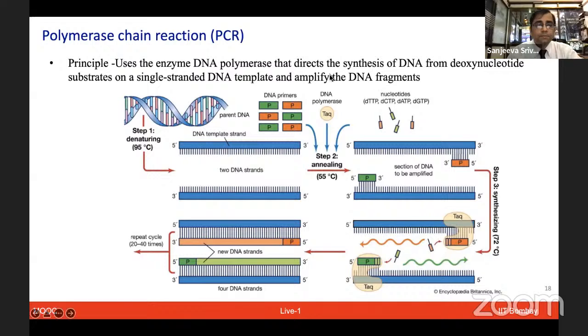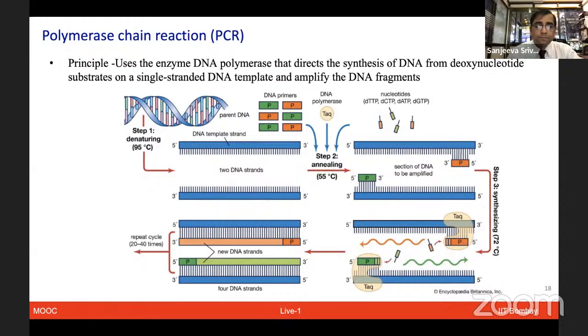So these primers actually decide up to which section you are going to amplify in your template DNA. And then we require a special type of DNA polymerase enzyme as well. This DNA polymerase enzyme is not the normal DNA polymerase enzyme. It's an enzyme that works at a very high temperature. It is isolated from the Thermus aquaticus thermophilic organism, so it's called Taq DNA polymerase.